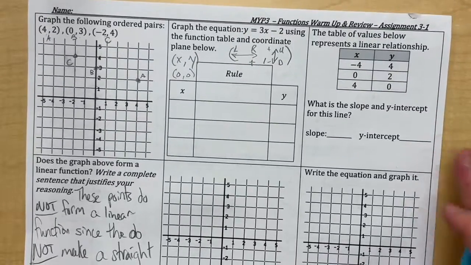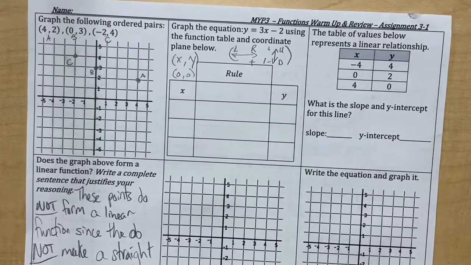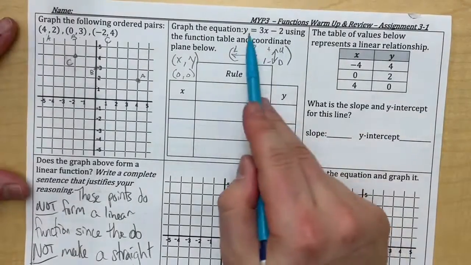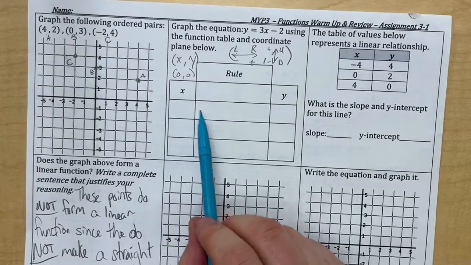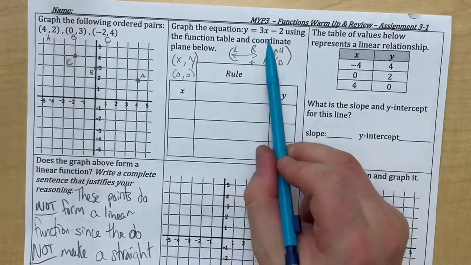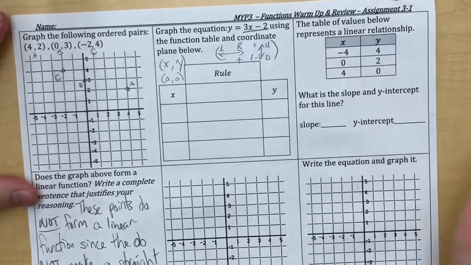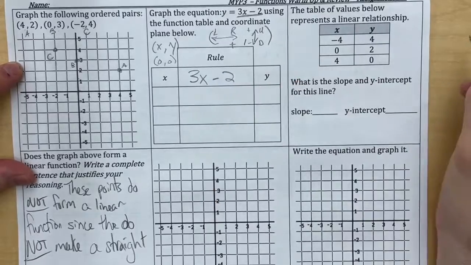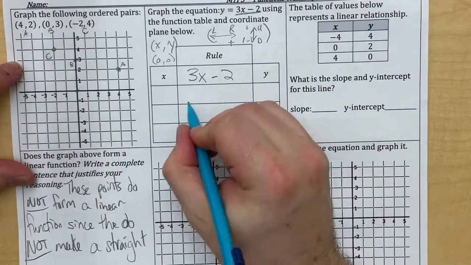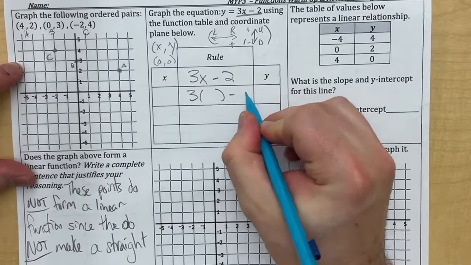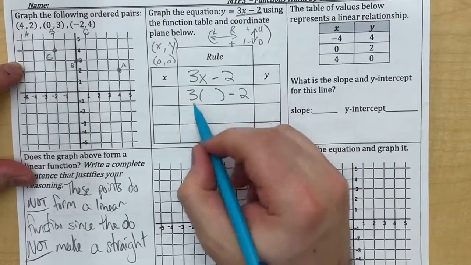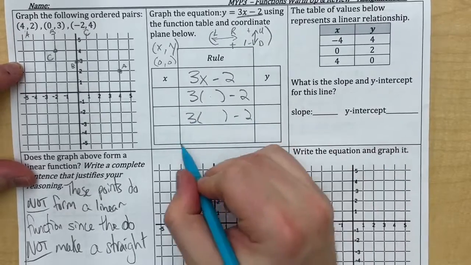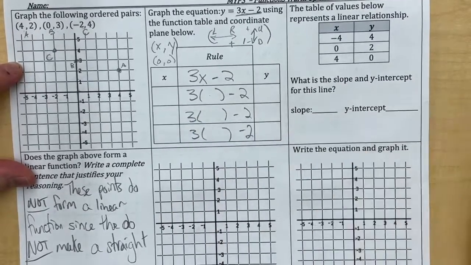Then in that second column, it says graph the function y equals 3x minus 2 using the function table below and the coordinate plane. We have our function, a column of x values, a column of y values, and where it says rule, we're going to write the right side of this function: 3x minus 2. Instead of x, I can write parentheses, so 3 times, parentheses, minus 2, and we're going to place that x value in where those parentheses are. Again, we're using parentheses to show multiplication.